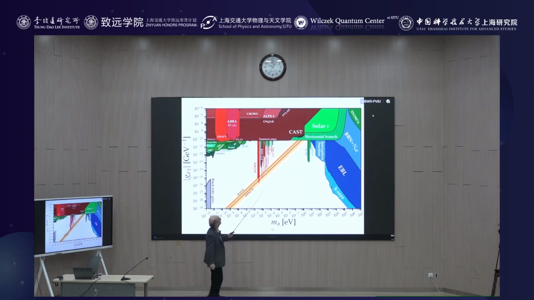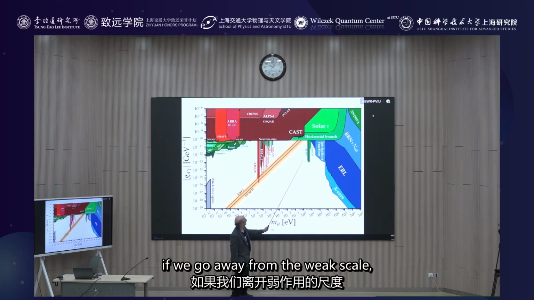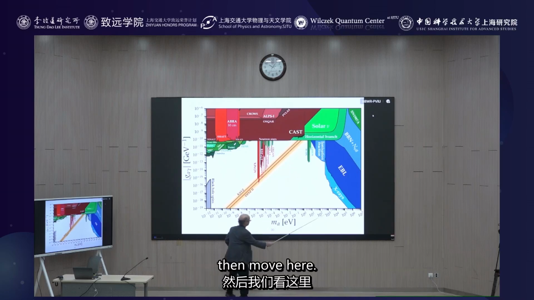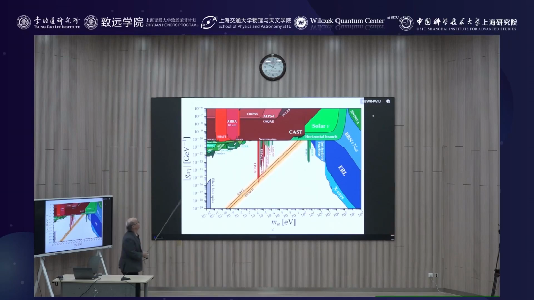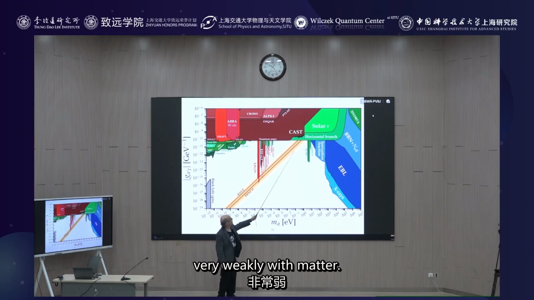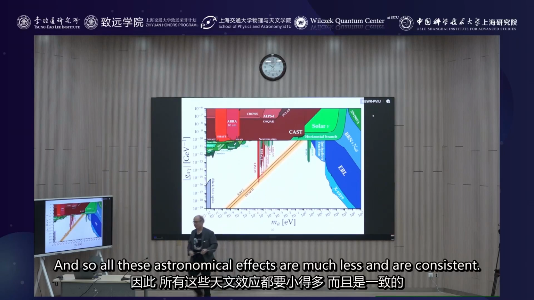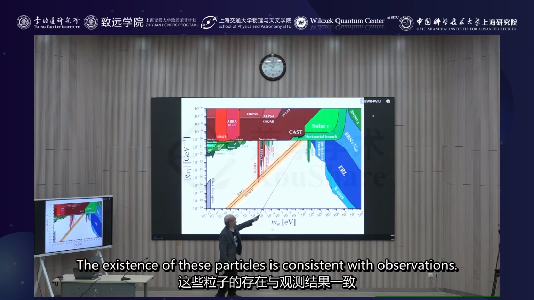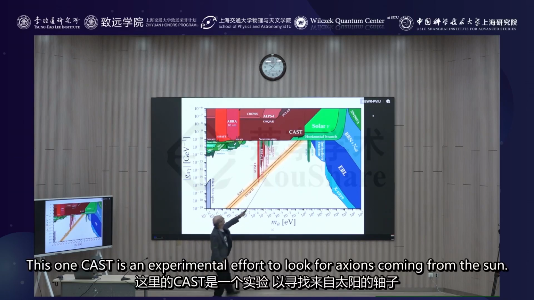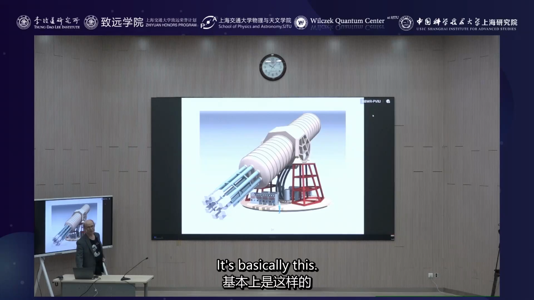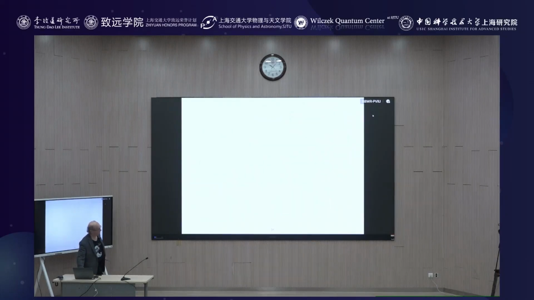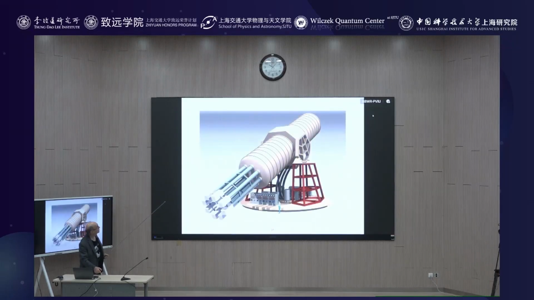If we go away from the weak scale, we raise the scale of Peccei-Quinn symmetry breaking, then we move here, and you see there's much less in the way of constraints, because although the particles are light, they interact very, very weakly with matter, and so all these astronomical effects are much less, and the existence of these particles is consistent with observations. This one, CAST, is an experimental effort to look for axions coming from the sun. It's basically this, which we mentioned.